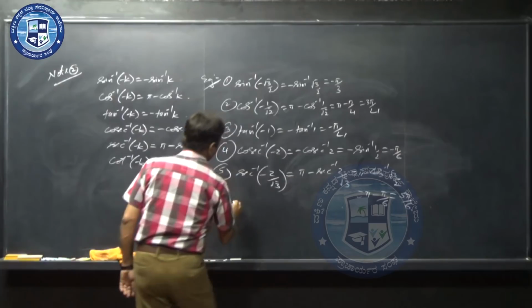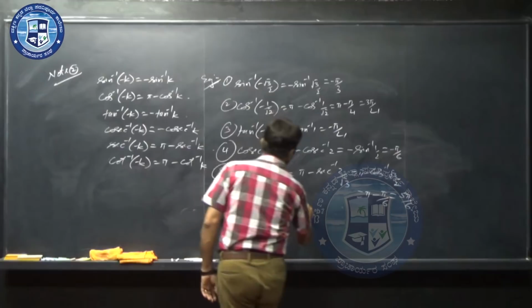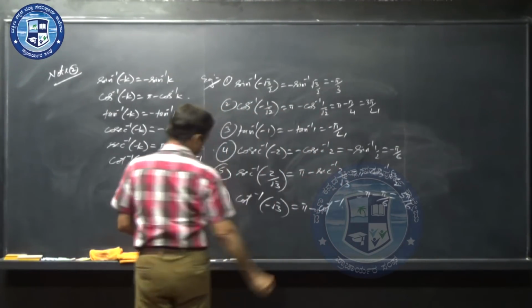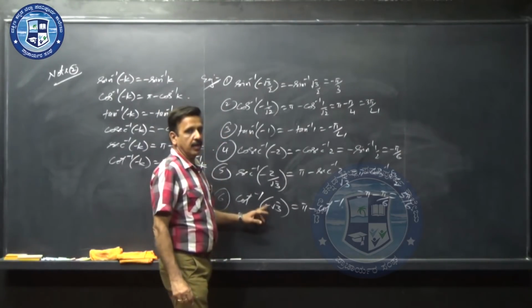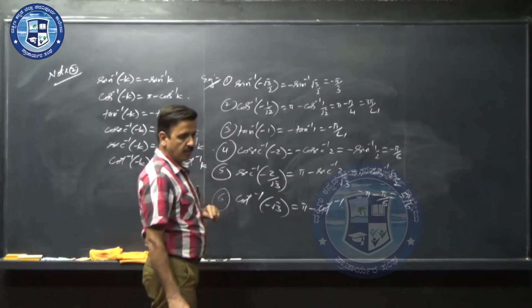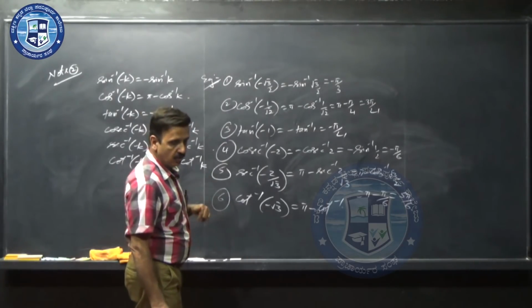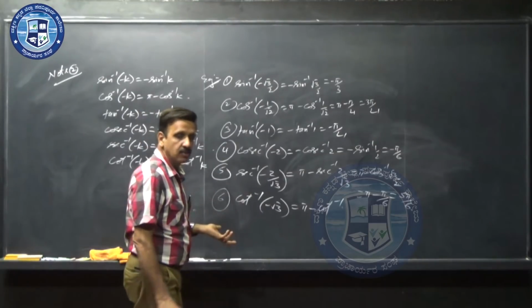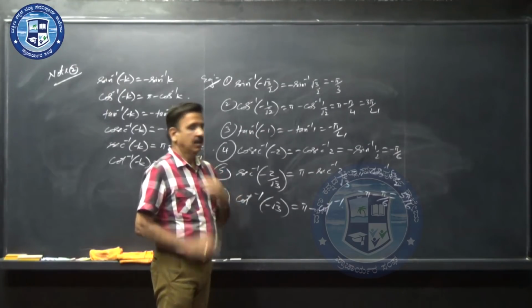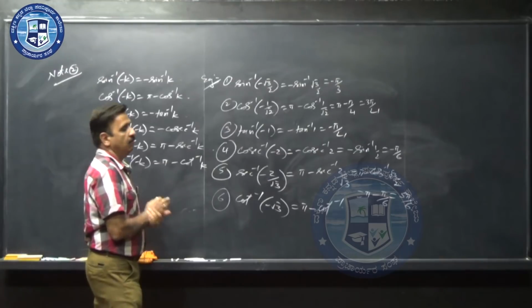Next, the sixth one: cot inverse of minus root 3 is equal to pi minus cot inverse of root 3. The behavior of cot inverse we have discussed earlier. Cot inverse negative is in the second quadrant, cot inverse positive is in the first quadrant. Tan inverse negative and sin inverse negative are in the fourth quadrant, and cos inverse negative and cot inverse negative are in the second quadrant.